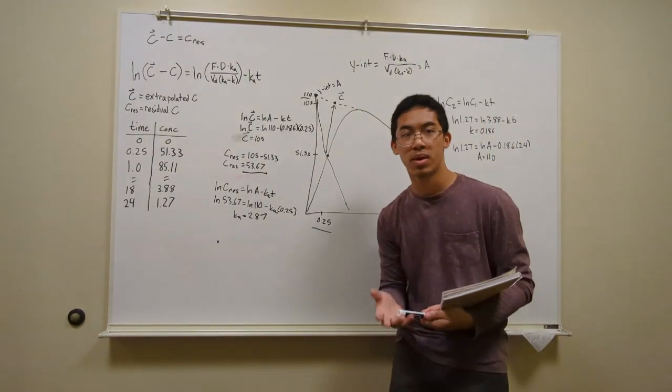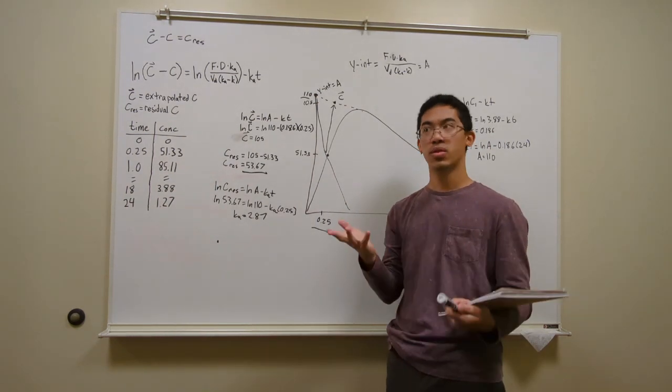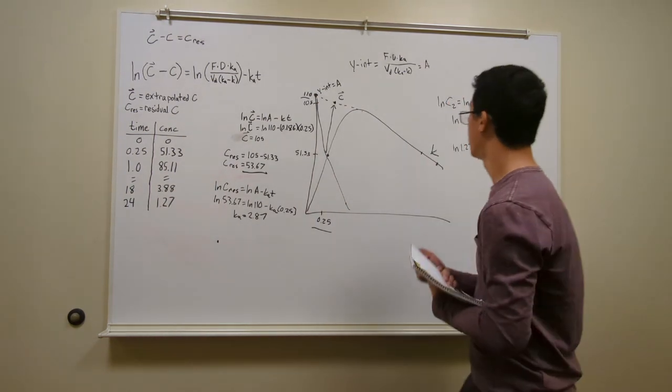Okay, now moving on to question 1B. 1B is more of a contextual type of question. So the question is asking, can you assume that Ka is greater than K?